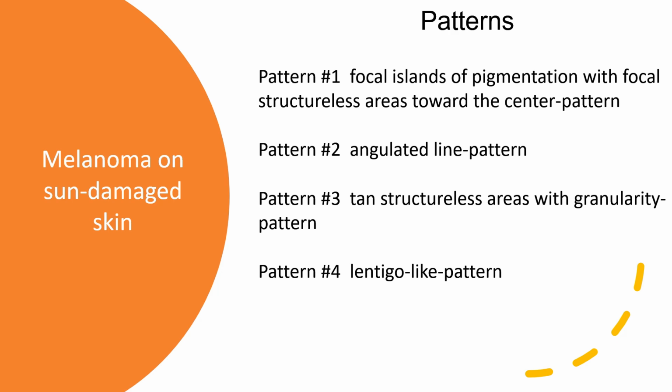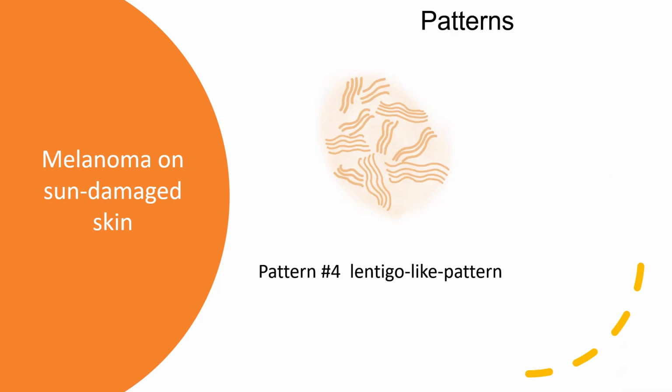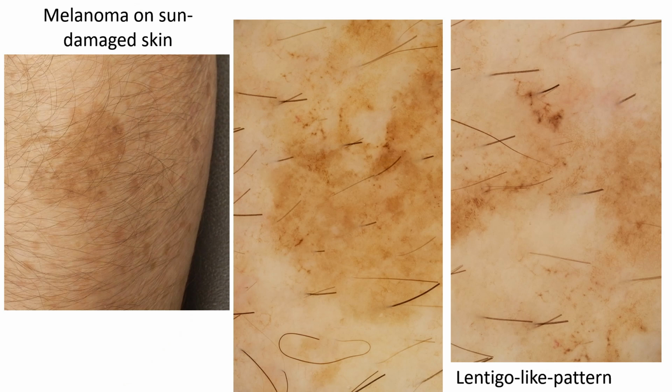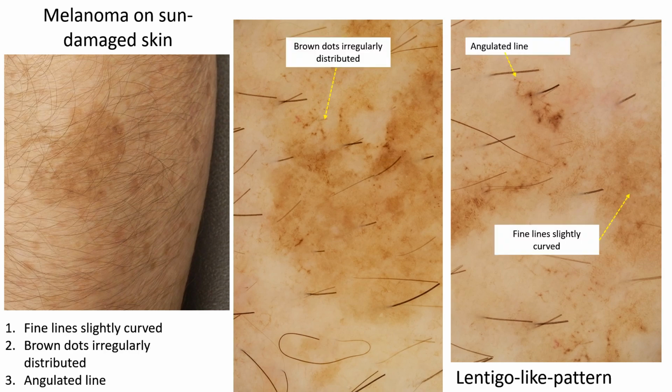The final type of pattern is called a lentigo-like pattern because it has features which overlap a solar lentigo. So in this particular case, it's a broad lesion, and we can see that there are some fine lines, slightly curved, which is the hallmark of a lentigo. There are some brown dots, which are irregularly distributed, and some angulated lines.